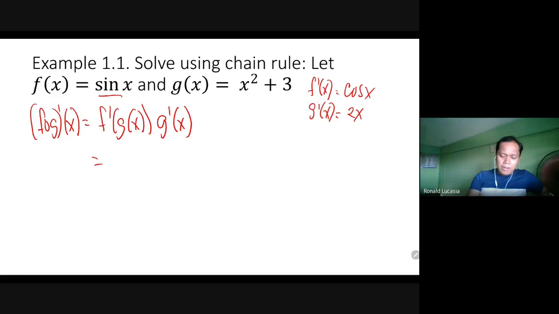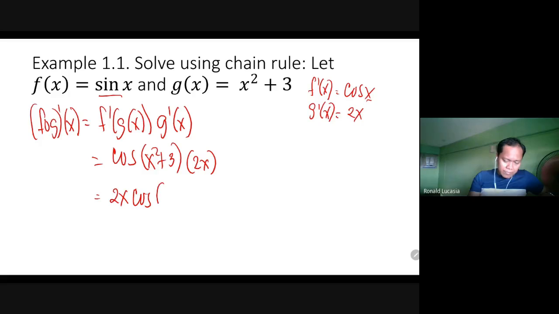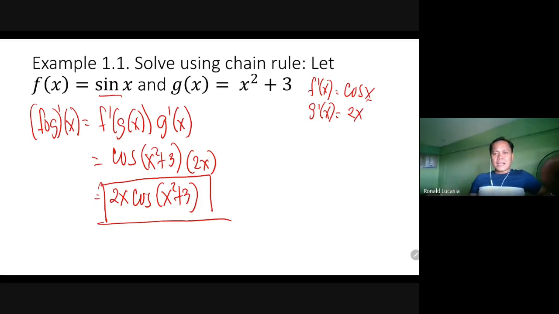So we have there, cosine, ang x natin ay magiging g of x, which is x squared plus 3. Instead na x isulat mo, yung g of x, x squared plus 3, at ang g prime of x natin ay 2x. So when you simplify that, that's 2x cosine x squared plus 3. Hanggang number 3 ang sasagutan ko, and then you'll do the remaining problems. If there is some clarification, please use the chat box immediately or unmute yourself.